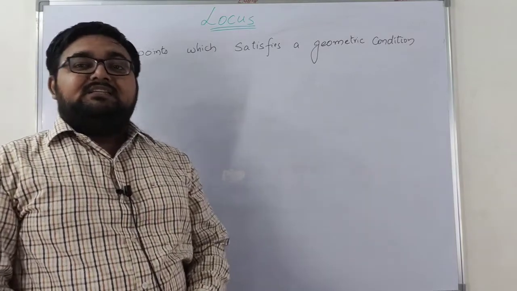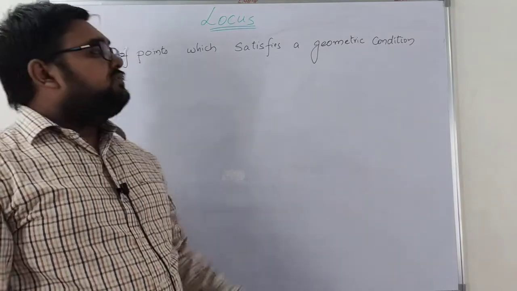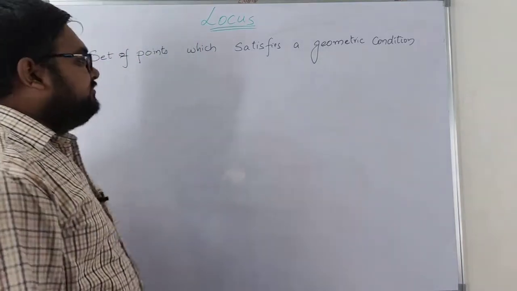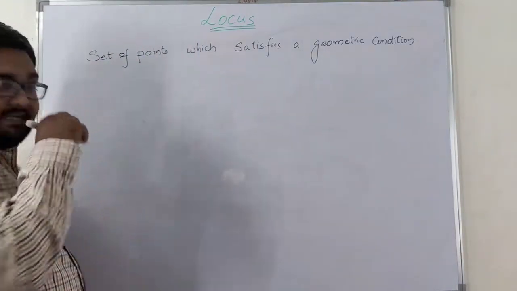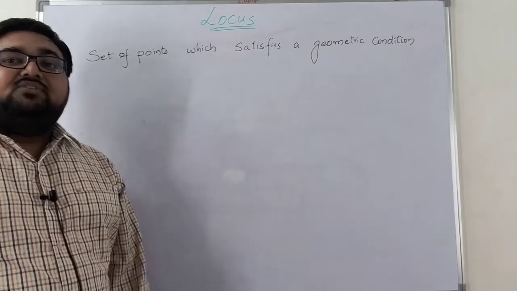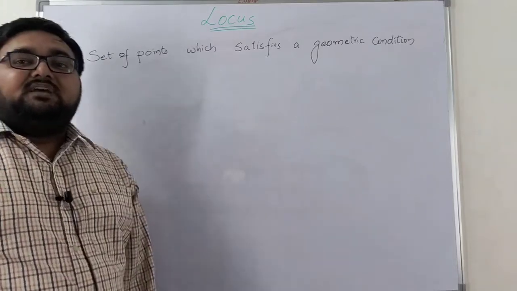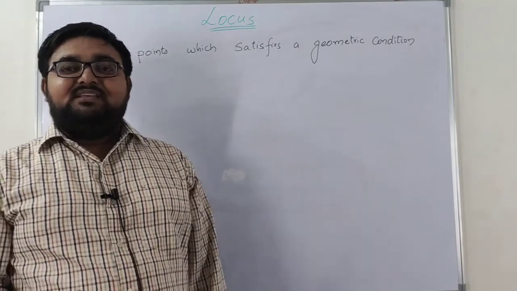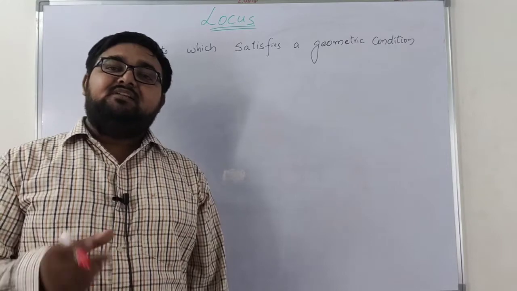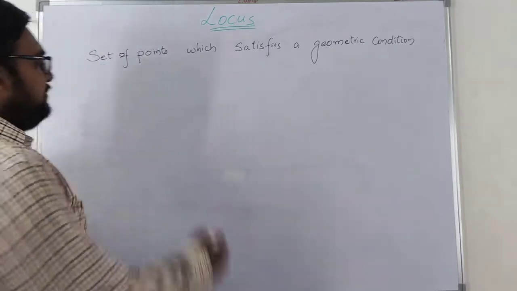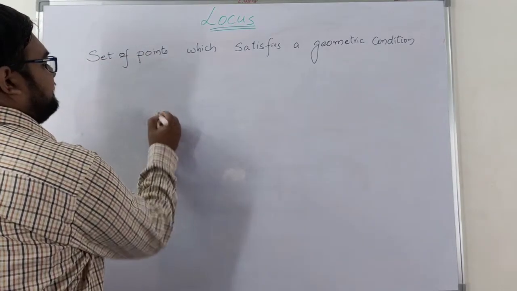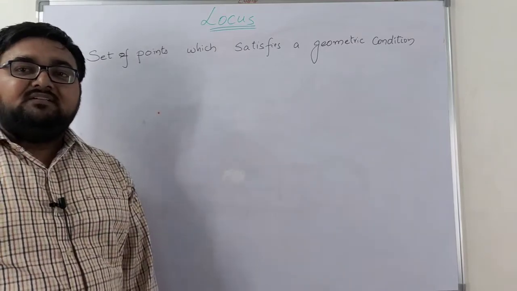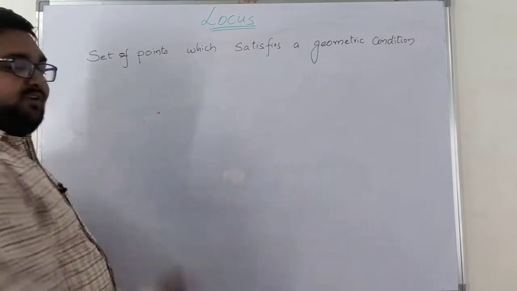Now let us see some examples. We are saying that they are following a geometric condition, right? Now suppose I say a geometric condition: from a fixed point I need to have the locus of a point which is equidistant from that particular fixed point. Now if I take a fixed point here, from this fixed point I need to have the points which are equidistant from it.